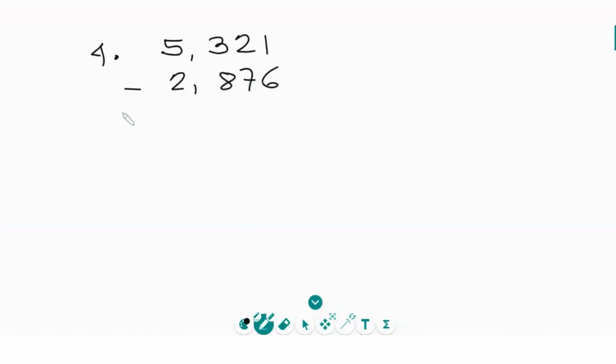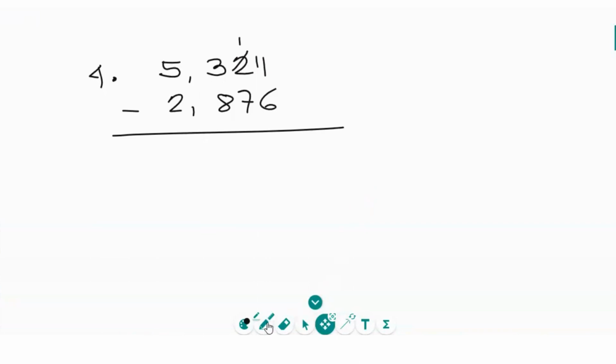Now let's move on to number 4. Here we have 5321 minus 2876. Okay, so in this problem, we can see that 1 is again smaller than 6. So 1 becomes 11 and 2 becomes 1. Okay, so 11 minus 6 will give us 5, right? 11 minus 6 will give us 5.